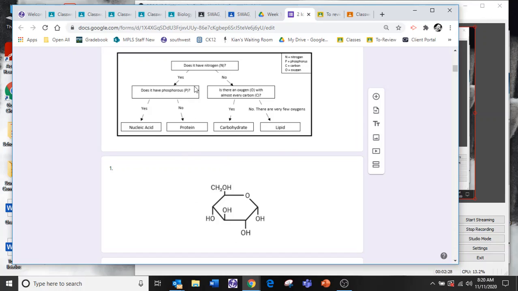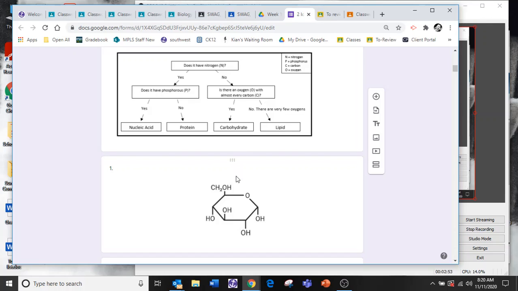Well, we start at the top of the chart. Does it have a nitrogen in it? I don't see any N's. No. So we go over here. We say no, because it doesn't have an N. Then we ask this next question. Is there an oxygen, O, with almost every carbon?